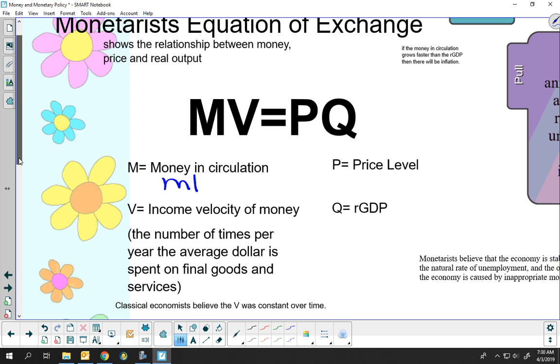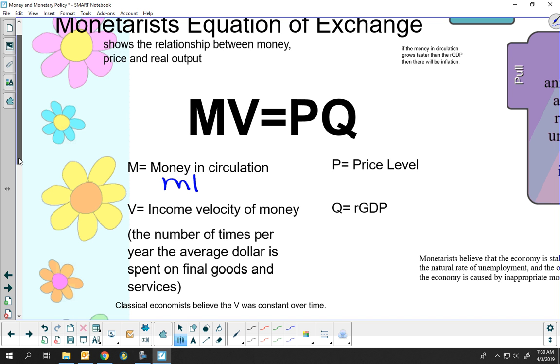So I mean, we're not like stretching it too far, but MV equals PQ, meaning the money in circulation times the velocity of money is equal to the price level times our GDP. And we're talking about like percent change. We're not talking about like our GDP being like $7 trillion or anything like that. It's way higher than that. But we're talking about like percent change.